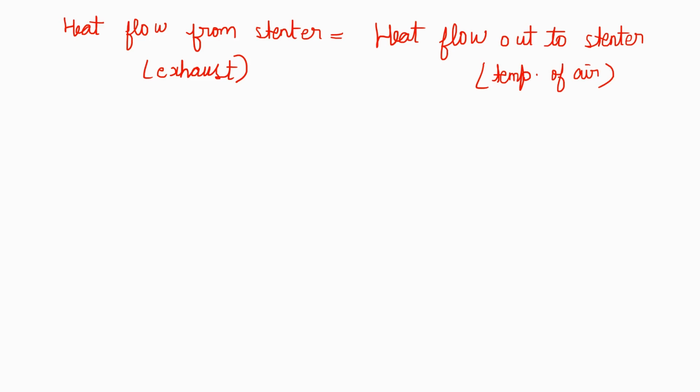So if you calculate this heat, what is the formula of heat flow? Heat flow is m c delta T, where c is the specific heat capacity. So m1 c1 delta T1 is equal to m2 c2 delta T2. Since the mass is the same for both, m cancels out.